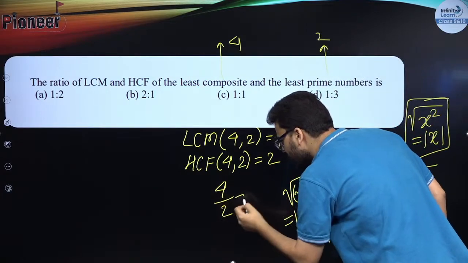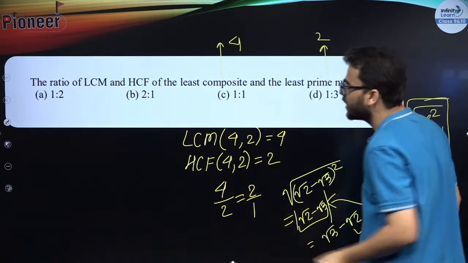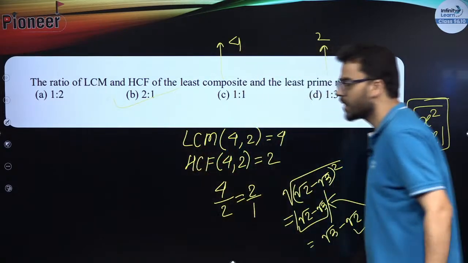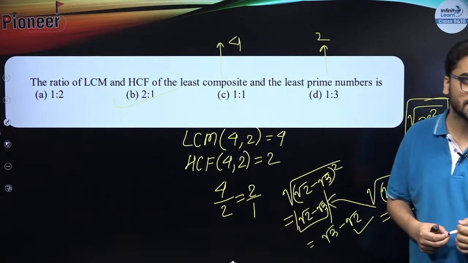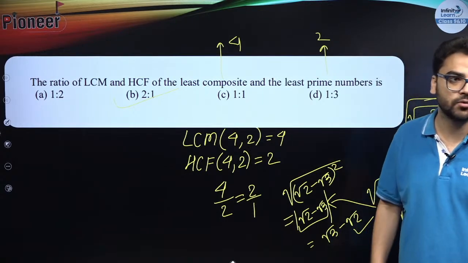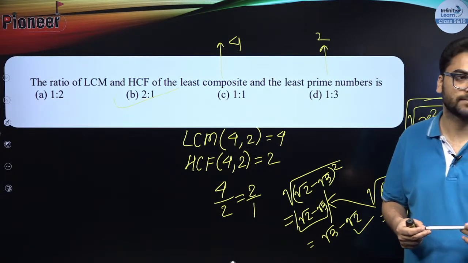I hope it is clear. So the ratio is 2 upon 1. In the ratio form it is 2:1 only. Is it clear to everybody over here? Option B is correct. Deed, I hope it is clear. Swap, I hope your doubt is clear to you. Right?